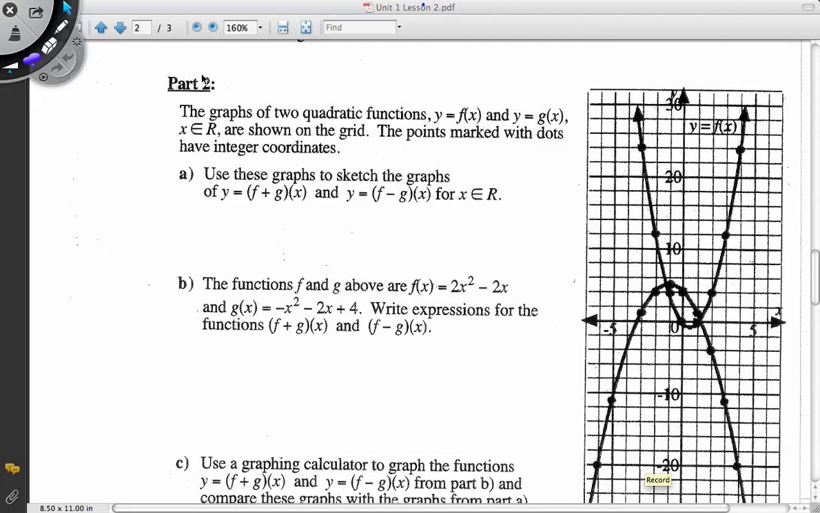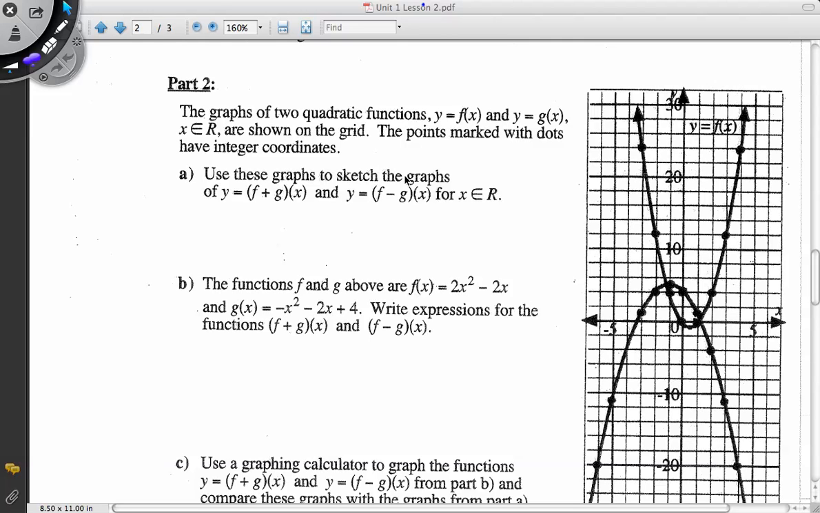Okay, so continuing on with lesson 2, this part is asking about these two graphs, f of x and g of x, where x can be any real number. The points marked with dots have integer coordinates, and so we're going to answer some of these questions, and these points will help us in doing that.